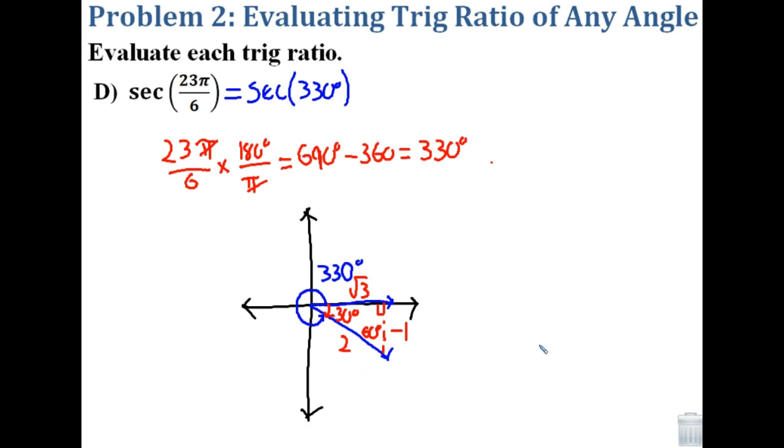And secant is hypotenuse over adjacent. So the hypotenuse will be a 2. The adjacent side to that 30 will be the root 3. And we can rationalize that by multiplying by root 3 over 3 to leave us with 2 root 3 over 3 for the final answer.